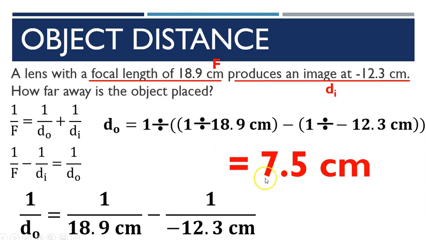So what this is telling us is when we place our object at 7.5 centimeters, which is closer than f, closer than our focal length, we're going to get a virtual image. Now remember, virtual images are produced behind the lens. That's our negative image distance.